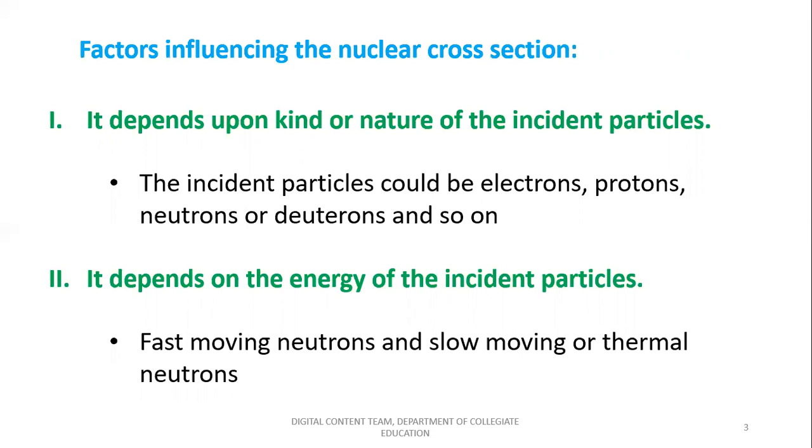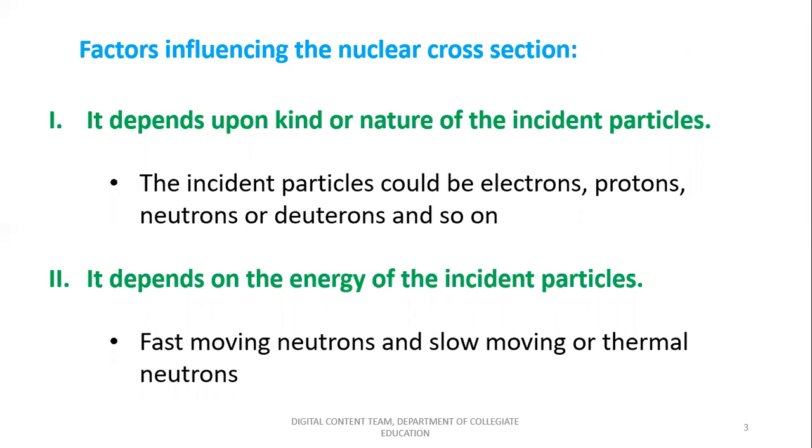Fast moving neutrons and slow moving neutrons, also called thermal neutrons, will have a great influence on the area of nuclear cross section. If the velocity associated with the neutrons is very high, they are likely to penetrate through the nucleus without interacting with it. But if you consider slow neutrons or thermal neutrons with lower velocity, when they are incident on the target material, thermal neutrons, being associated with higher de Broglie wavelength, more likely interact with the nucleus.